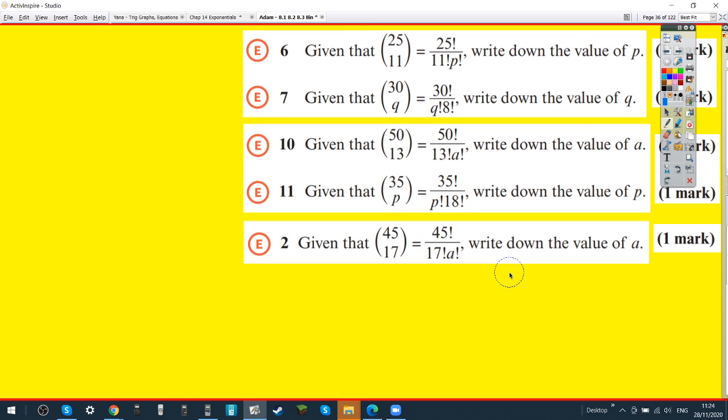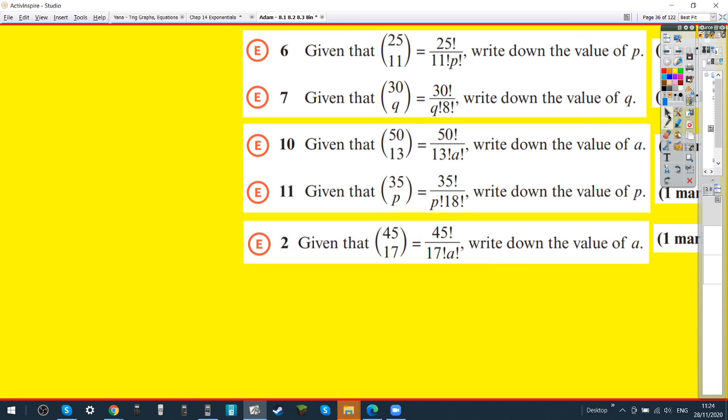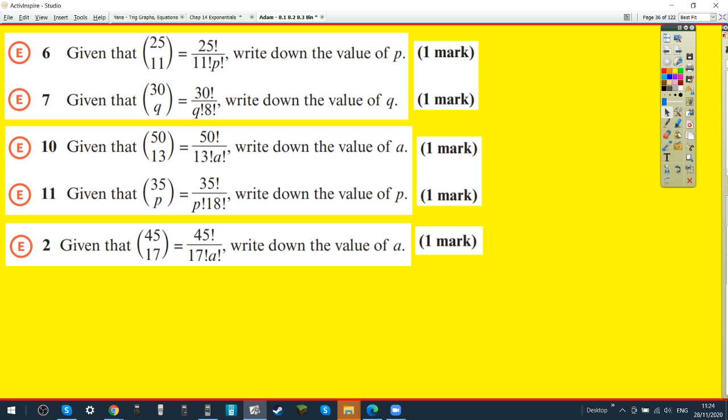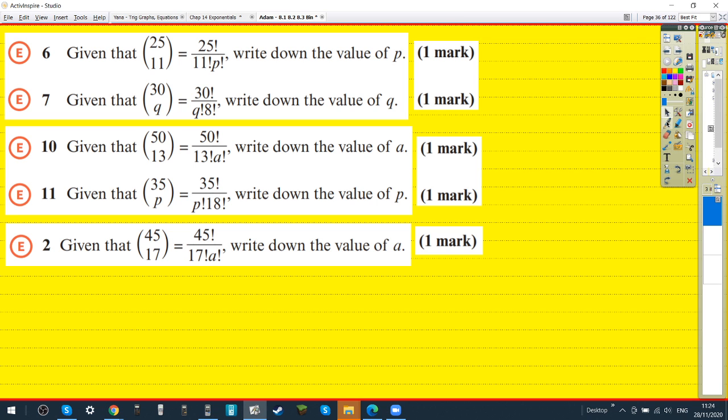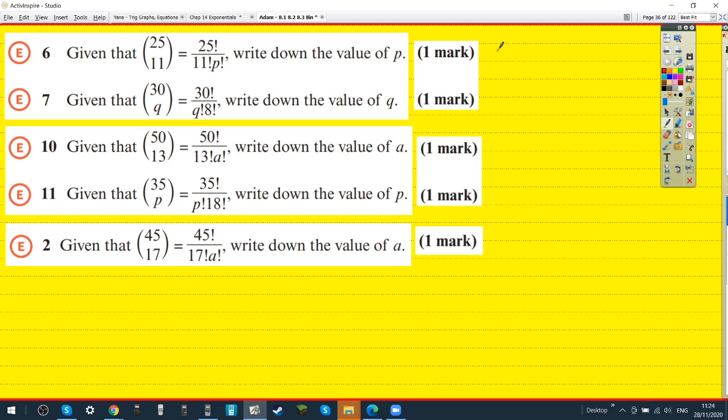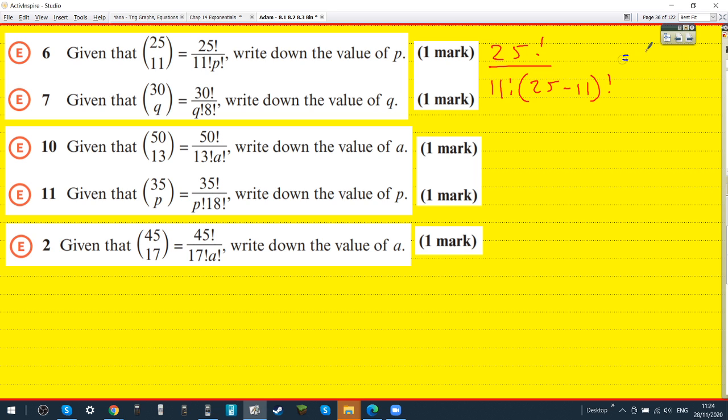They have to add up to make the other number. So 25, that's like 25 choose 11. That is the same as 25 factorial over 11 factorial times 25 minus 11 factorial. What is 25 minus 11? 14. And so p equals 14. Next one.